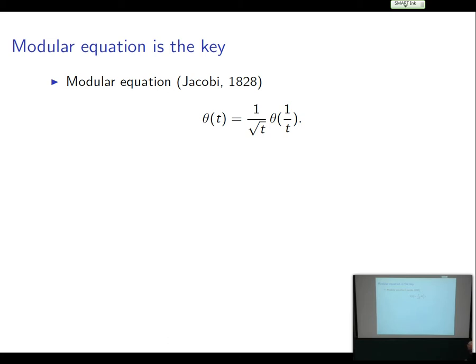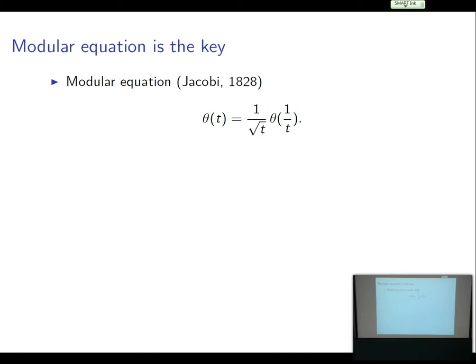Jacobi's inversion formula, or Jacobi's modular equation, says that theta of t is equal to 1/√t theta of 1/t. Think of t as a positive number, theta is defined for all positive numbers. When t goes near 0, there's 1/√t, and then theta of 1/t. So this equation is very important. It is the backbone of Riemann's functional equation for the zeta function, for example.